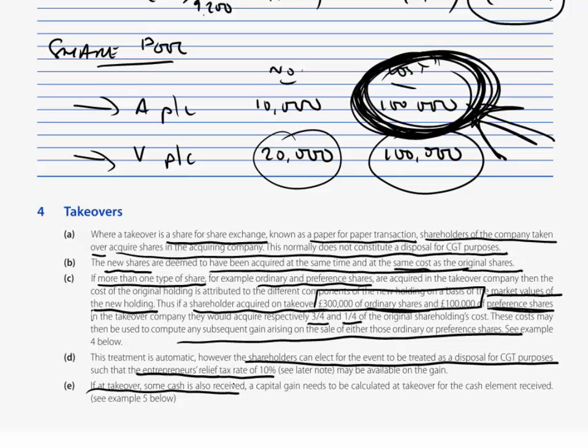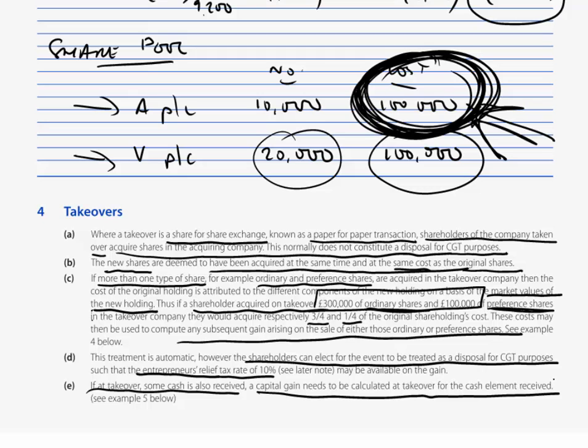Well, if you receive cash, then of course there is an immediate gain crystallizing, and therefore we are likely to have to be paying tax on any such gain that arises at this point. We won't be able to defer. The share-for-share relief rules will not apply there. So a capital gain needs to be calculated at the time of takeover for the cash element received.